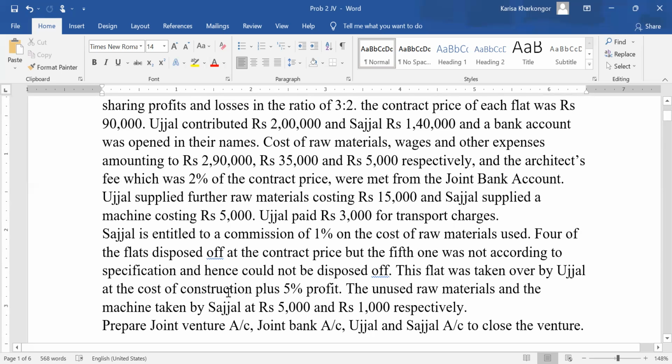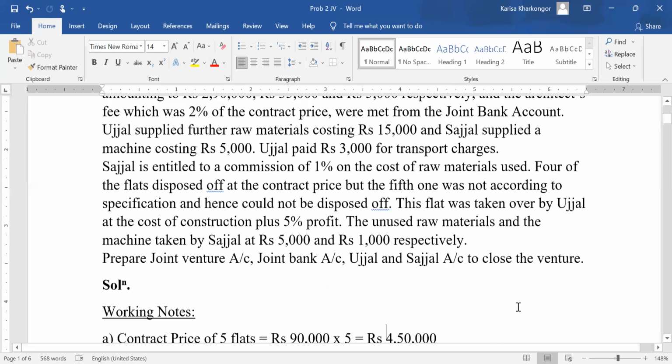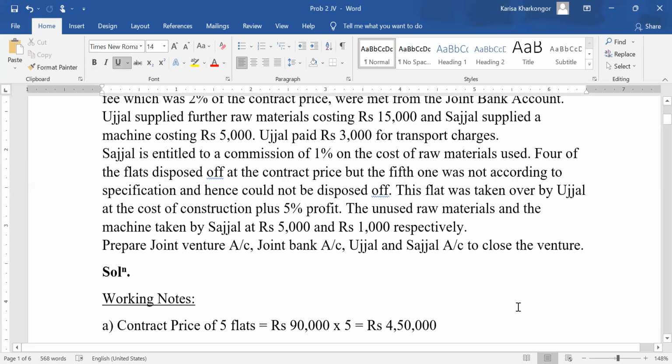Unused raw materials and machine were taken by Sajal at rupees 5,000 and rupees 1,000 respectively. So Sajal took over raw materials that were unused at rupees 5,000 and the machine at rupees 1,000. So we have to prepare joint venture account, joint bank account, Ujjwal and Sajal account to close the venture. So for this solution, we have to start off with the working notes.